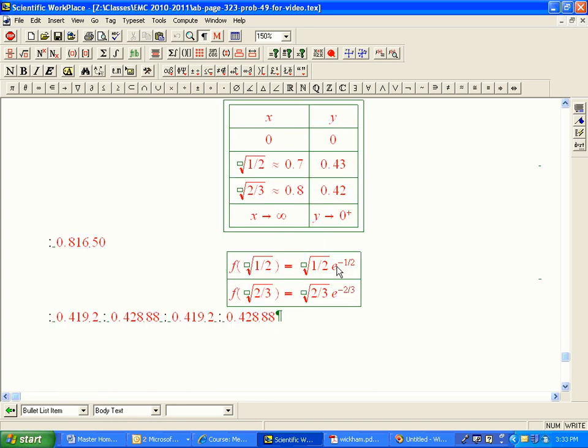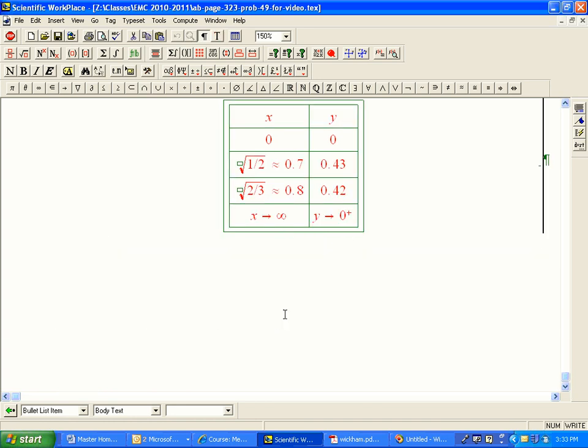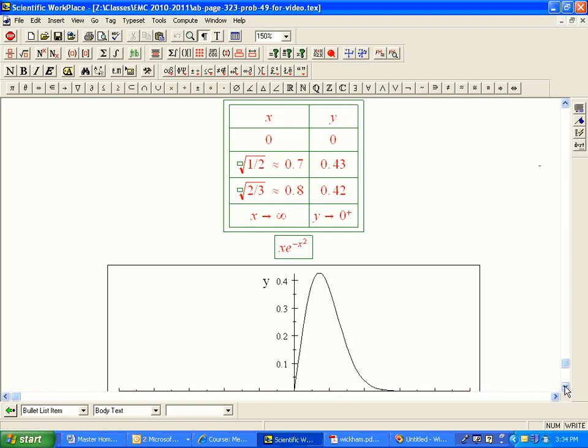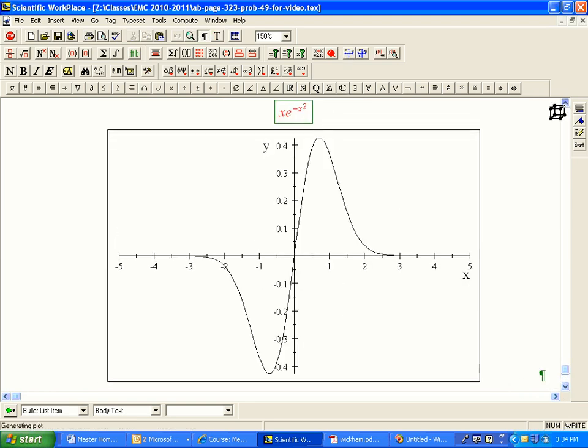So now let's do the little bit of cheating part since I'm on the computer, and actually just take x e to the minus x squared, so we have something to look at. And that window's pretty good. So we would plot by hand 0, 0. We'd plot the maximum, which is about 0.7, 0.43.